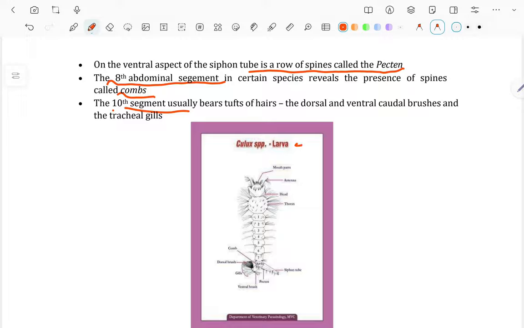Culex species larva: mouth parts, antennae, head, thorax, siphon tube, pecten, ventral brush, gills, dorsal brush, comb.